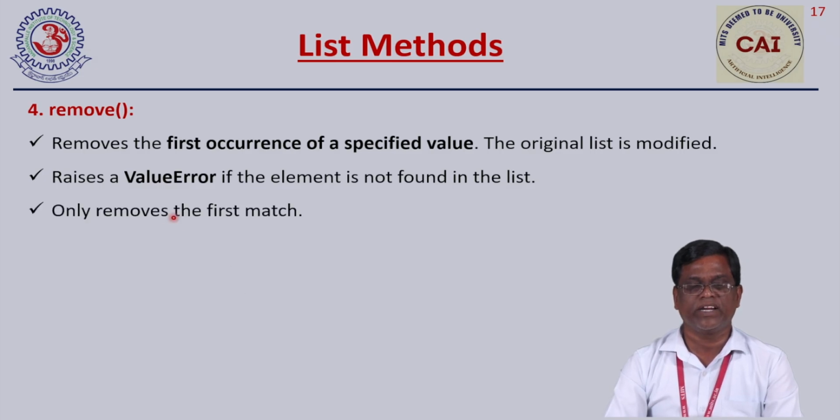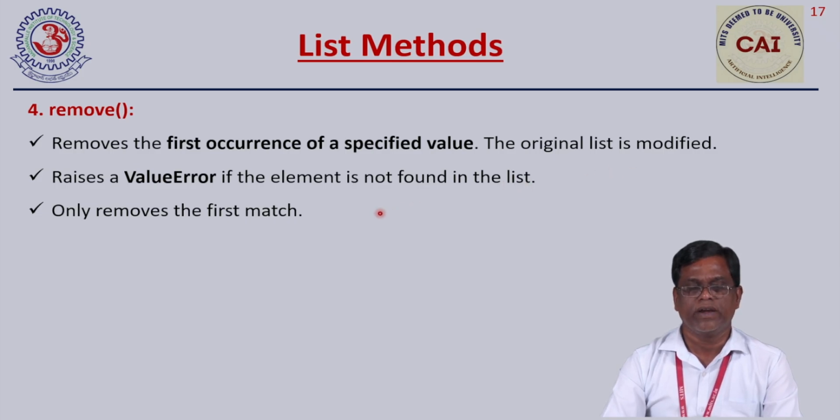So the purpose of the remove method is, if I want to remove a particular element from the given list, I can apply this remove method. The important point to remember is, if the element you give occurs multiple times in the list, it will remove only the first occurrence of that value. It will not remove all the occurrences, only the first occurrence will be removed. And once the value is removed, the original list is modified here.